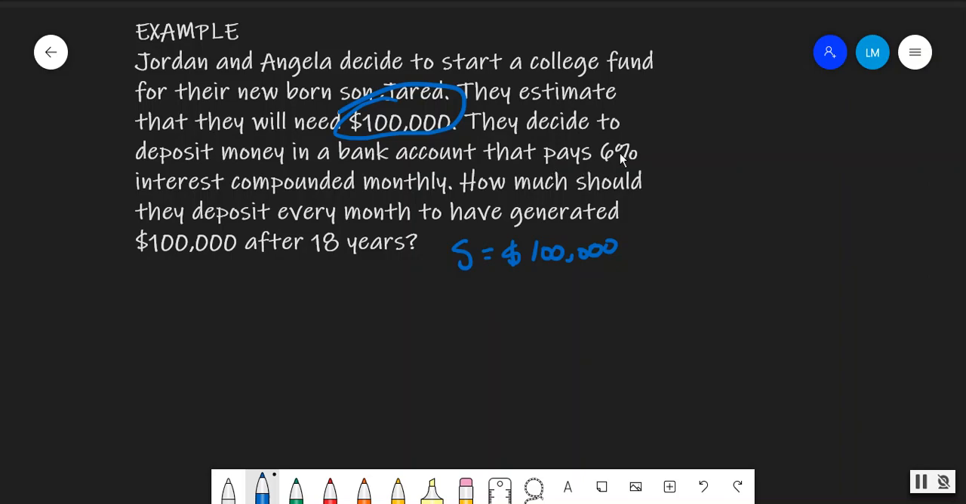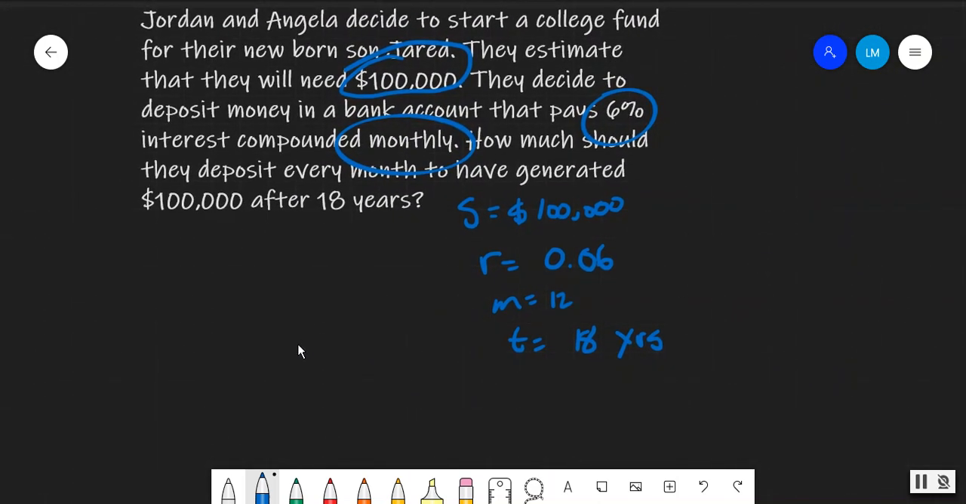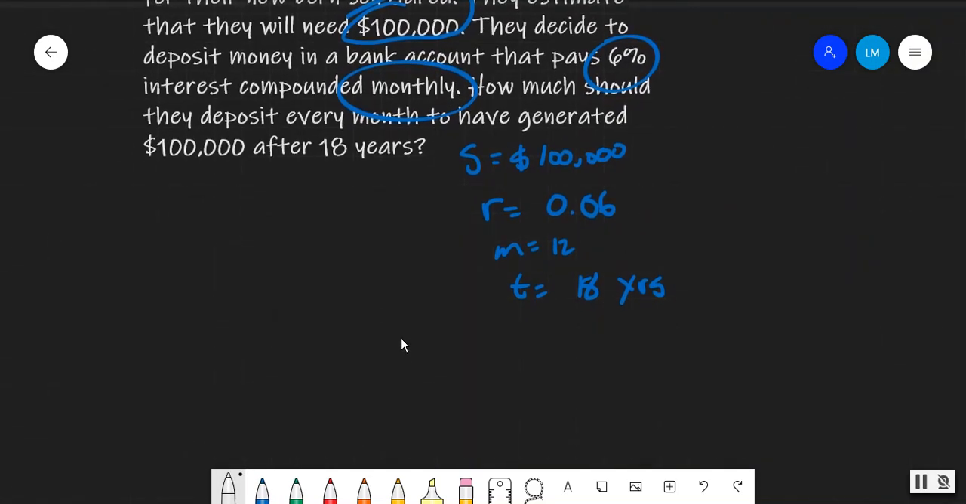Now, they deposit into an account that pays 6%, so automatically I also know that i is 0.06. Now, it's compounded monthly, so we have that m is equal to 12. Now, the amount of time that this is going to take is 18 years. So essentially, they're starting right away to set up this account because remember that the more time that you allow, the more it'll grow. And plus, it makes the deposits smaller.